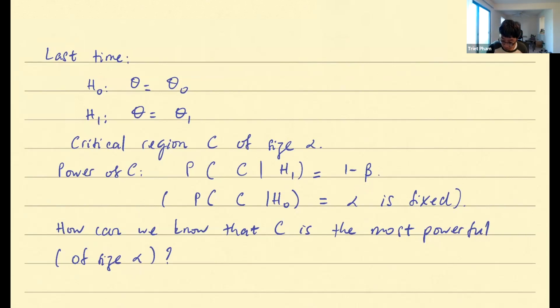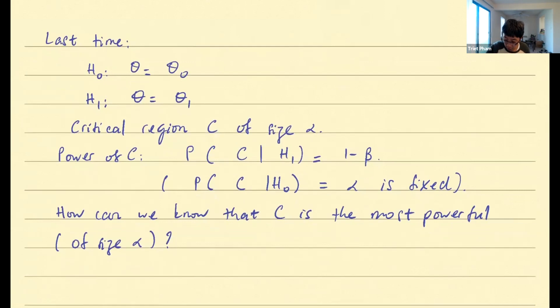So to have a fair comparison, we only compare critical regions of the same size. But among the critical regions of the same size, how do we know that the one we come up with is the most powerful?